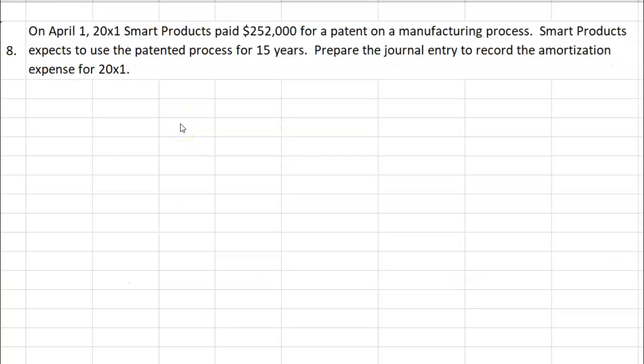And the last problem in this study guide is an amortization problem. On April 1st, 20X1, Smart Products paid $252,000 for a patent on a manufacturing process. Smart Products expects to use the patented process for 15 years. Prepare the journal entry to record the amortization expense for the year ended December 31st, 20X1.